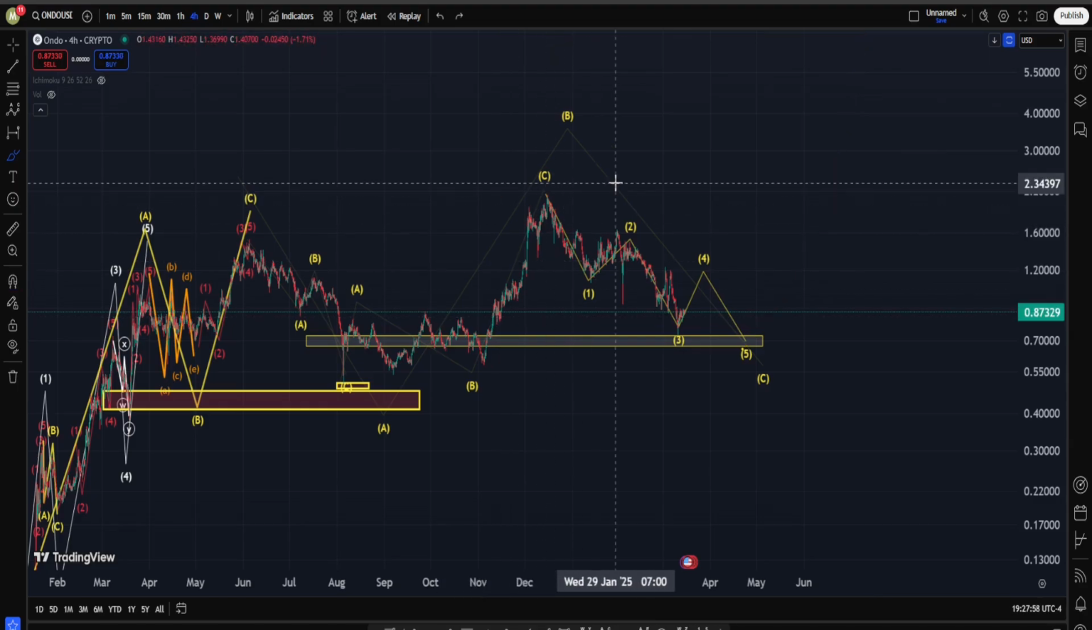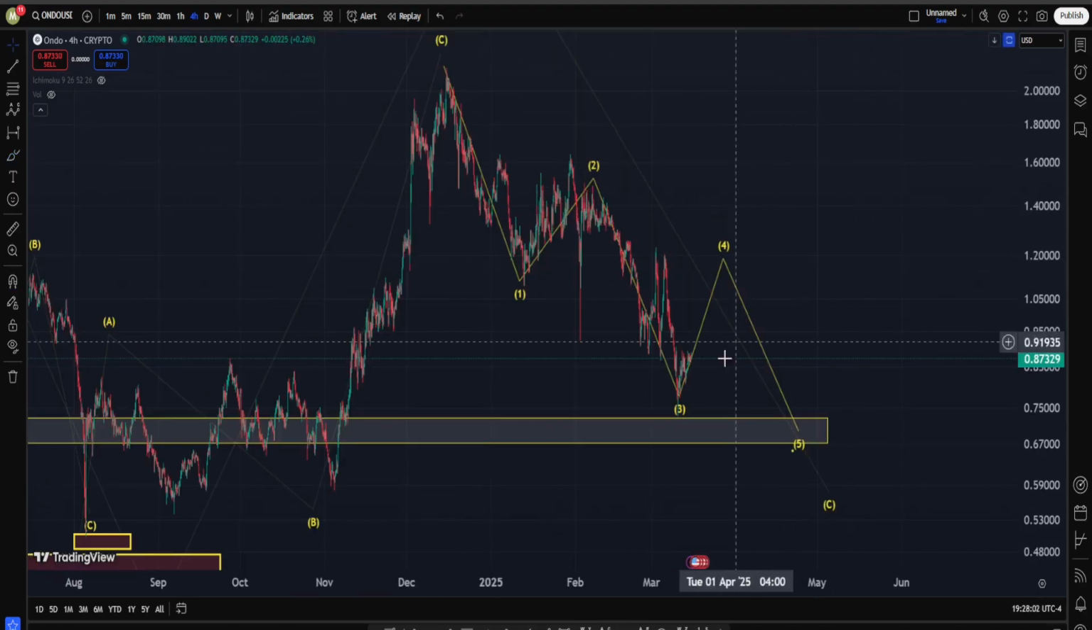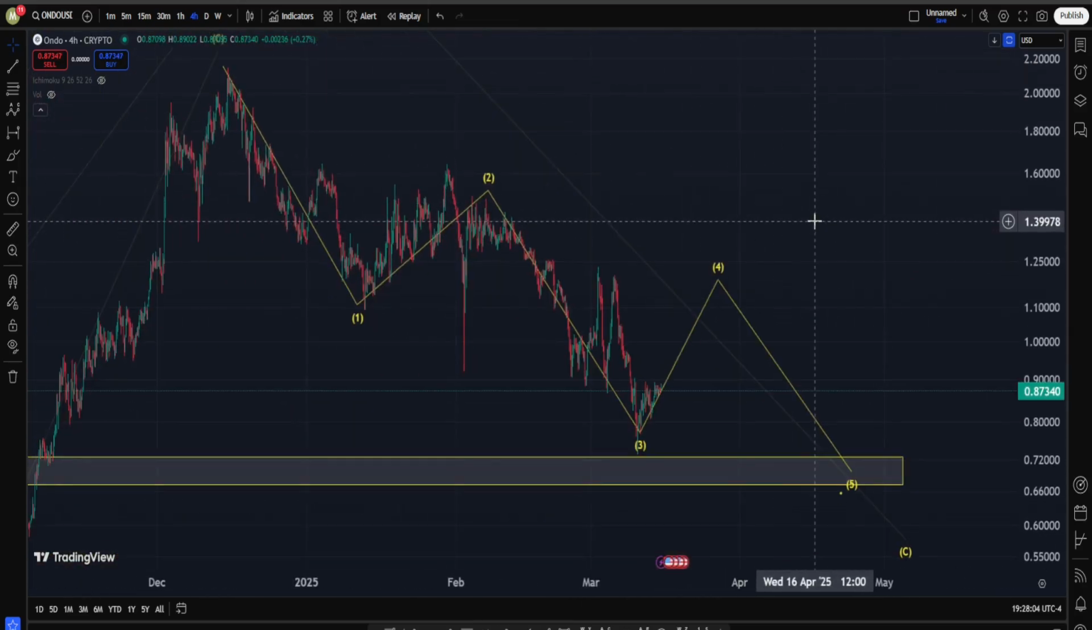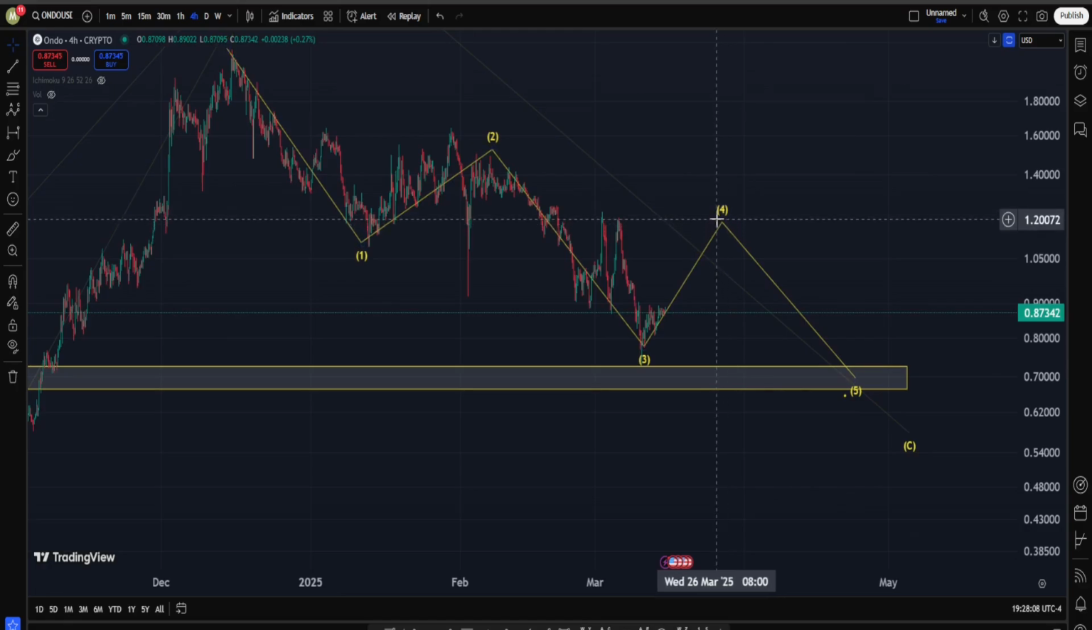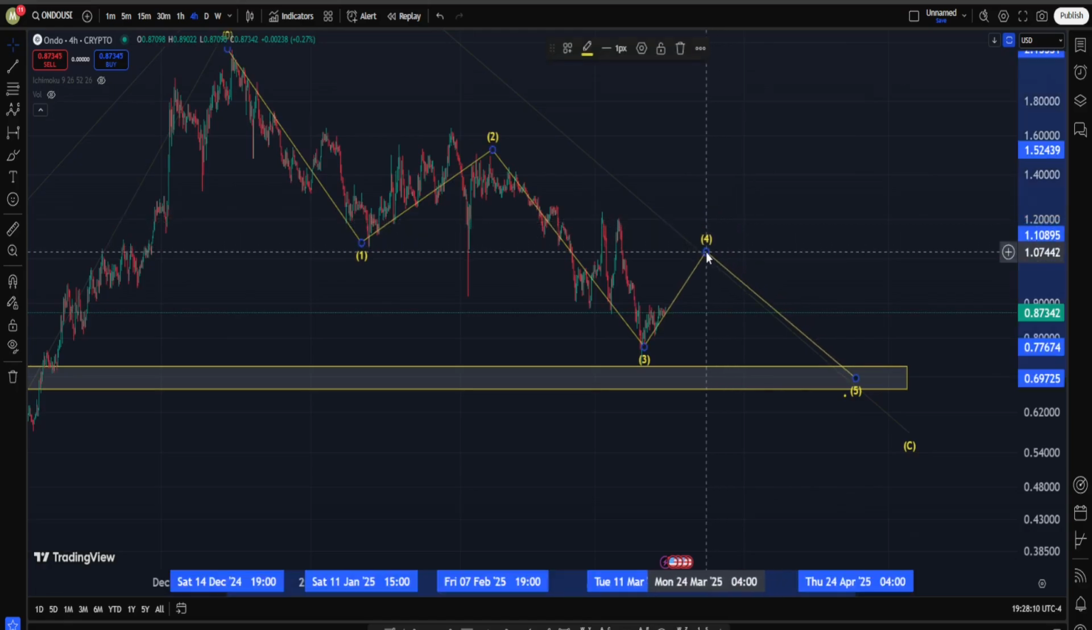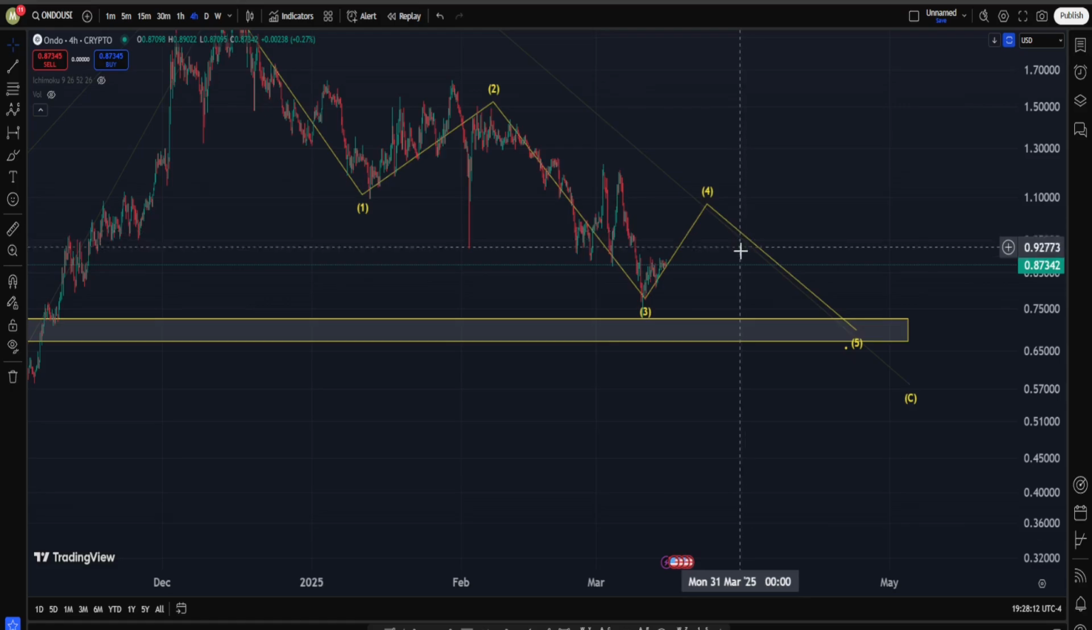Now, here's a very important point. According to this pattern, it seems that maybe our move on the downside in ONDO is not going to be over, but this doesn't mean that I expect some deep moves down. No, we talked about this subject in the previous video.